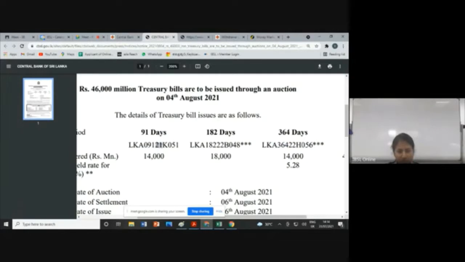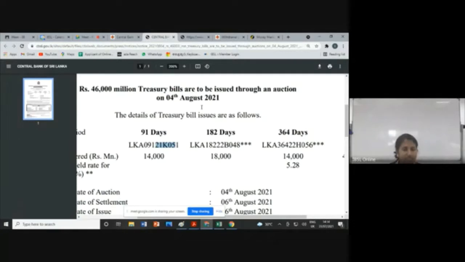Then we go to the next two numbers. You have two numbers, one letter, then again another two numbers. This entire series is going to tell you the exact maturity date. 21 reflects the year in which it's going to mature. Now this is a 91-day treasury bill. They're issuing it on 4th August. So in 3 months, meaning August to September, September to October, October to November, it should mature in November.